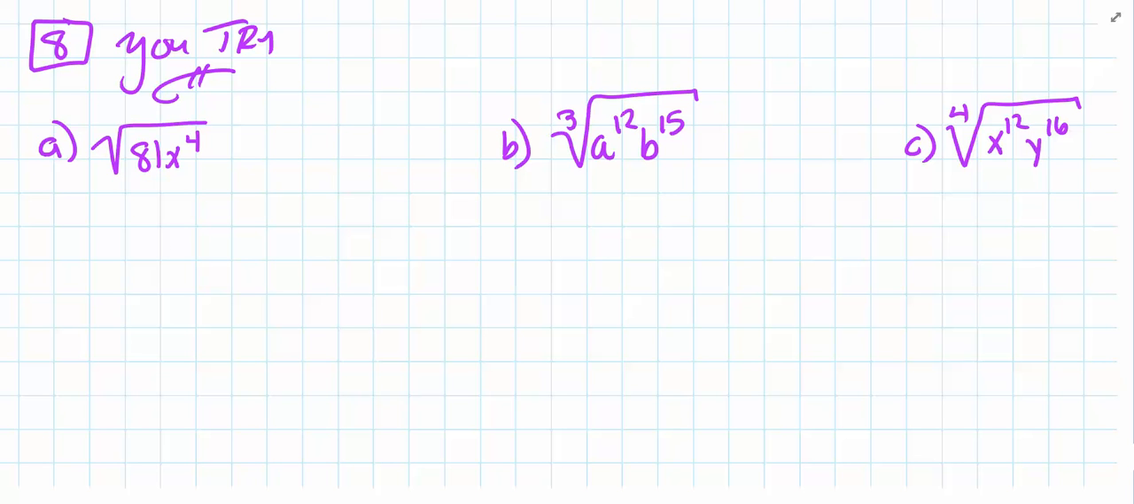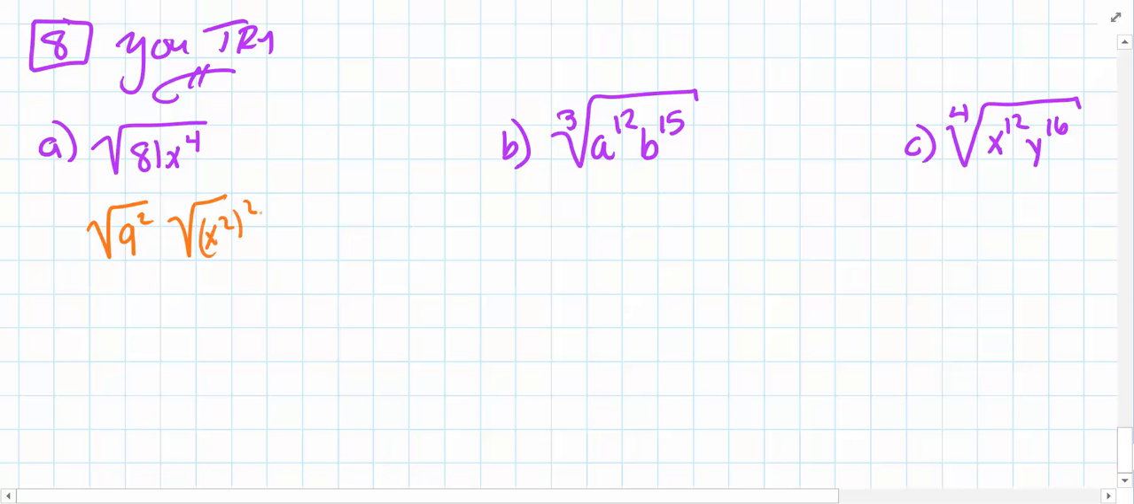Who wants to tackle part A? Anybody out there? All right, yeah, Rachel, what'd you come up with? Square root of 9 squared, and then square root of x squared squared. Okay, so that gives us absolute value of 9, absolute value of x squared. So what's the absolute value of 9 always going to be? 9. What's the absolute value of x squared always going to be? X squared. So our answer is just 9x squared. Everybody got that right? All right, good.